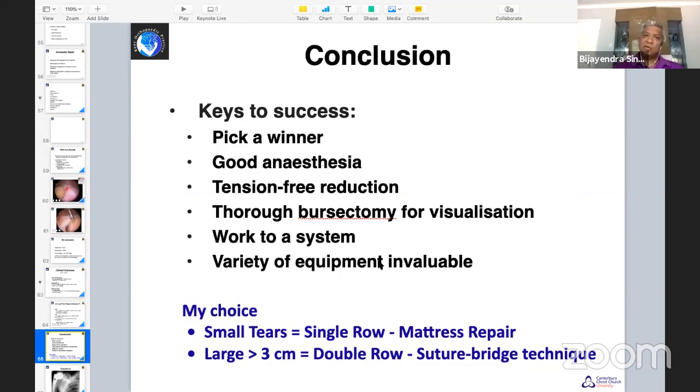So to conclude, the key to success is to pick a winner, have a good anesthesia, tension-free reduction and repair, need to do a thorough bursectomy for visualization, work to a system. A variety of equipment is invaluable. And in my own practice, for small tears, I would do a single row mattress repair, and for a larger tear, double row suture bridge type of technique.